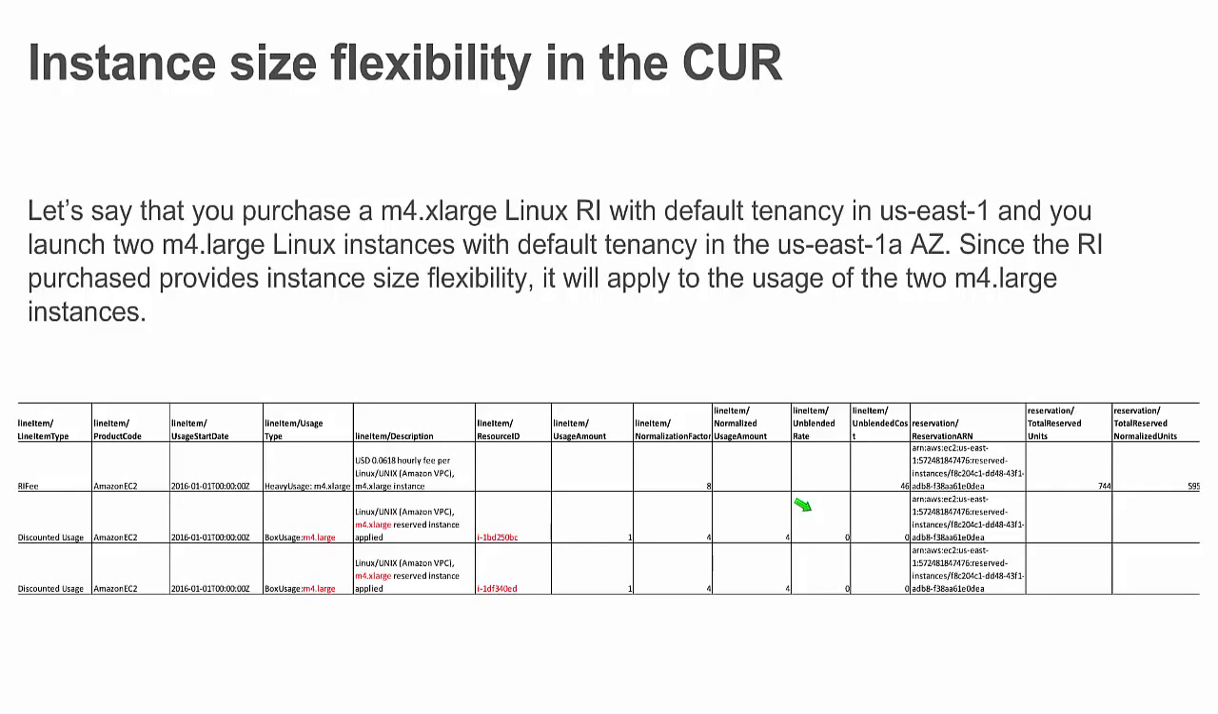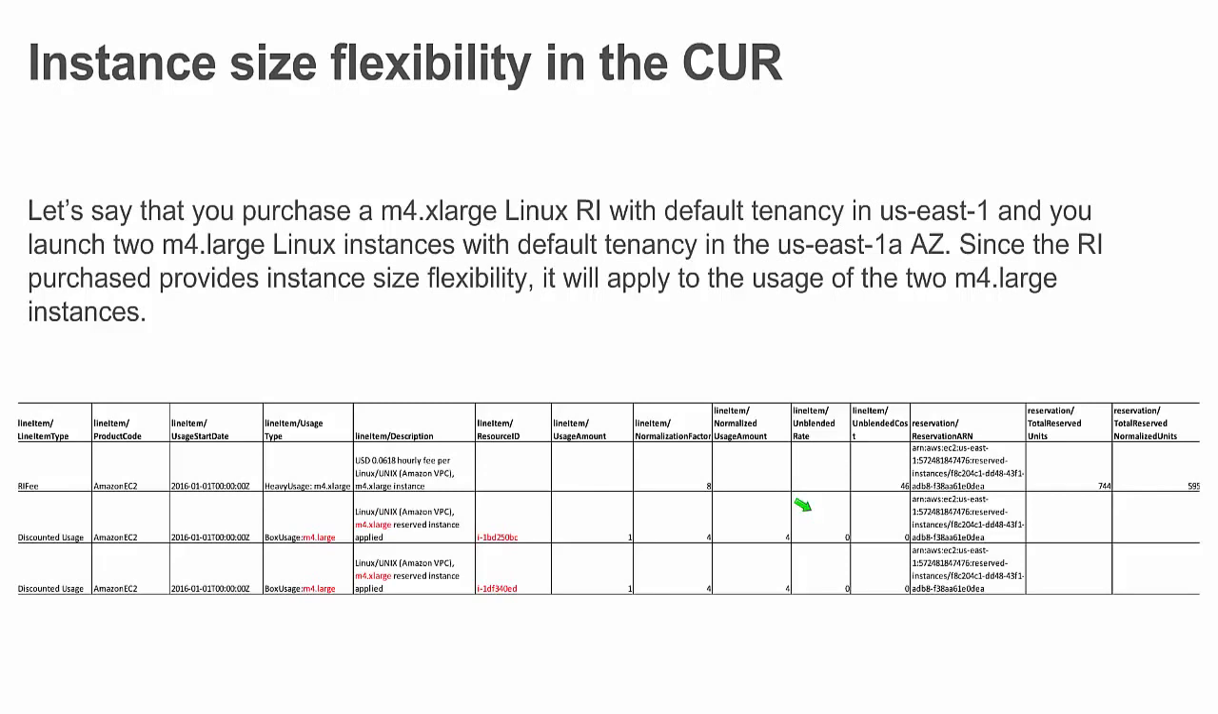This is because the billing discount and the associated charges are already accounted for in the fee and RI fee line items, which indicate the upfront and recurring costs respectively. So let's come back to the example that we're looking at right now.